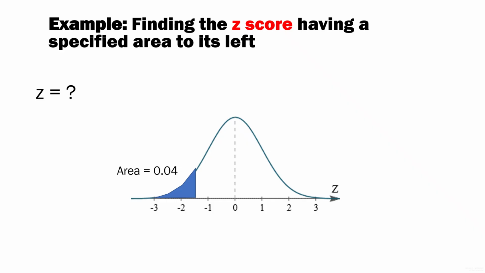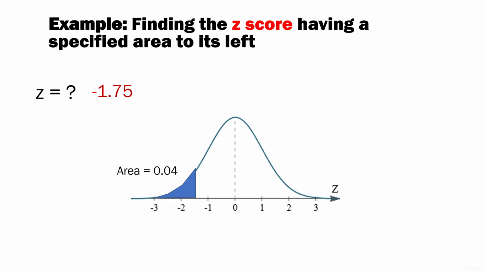In this example, find the z-score having a specified area to its left, and we've got the area of 0.04. What you have to do, and this feels weird, but this is the method, is search the body of the table for the area 0.04. You look right inside the table. And what you'll find is that there isn't an area in the table that is exactly 0.04. So you'll use the closest thing to it, which is 0.0401.